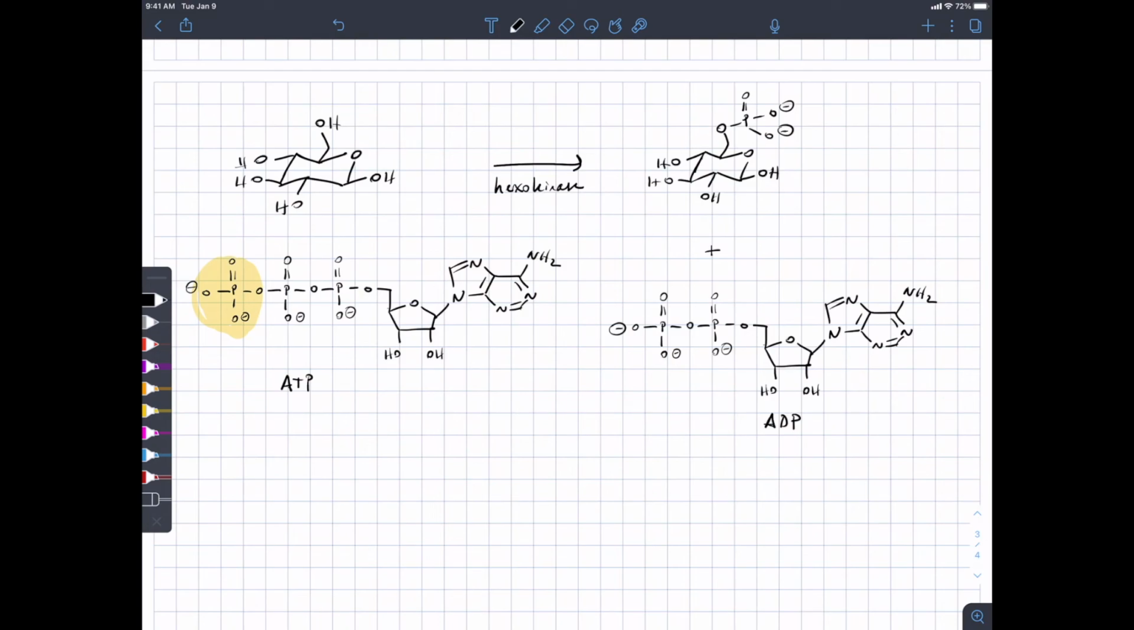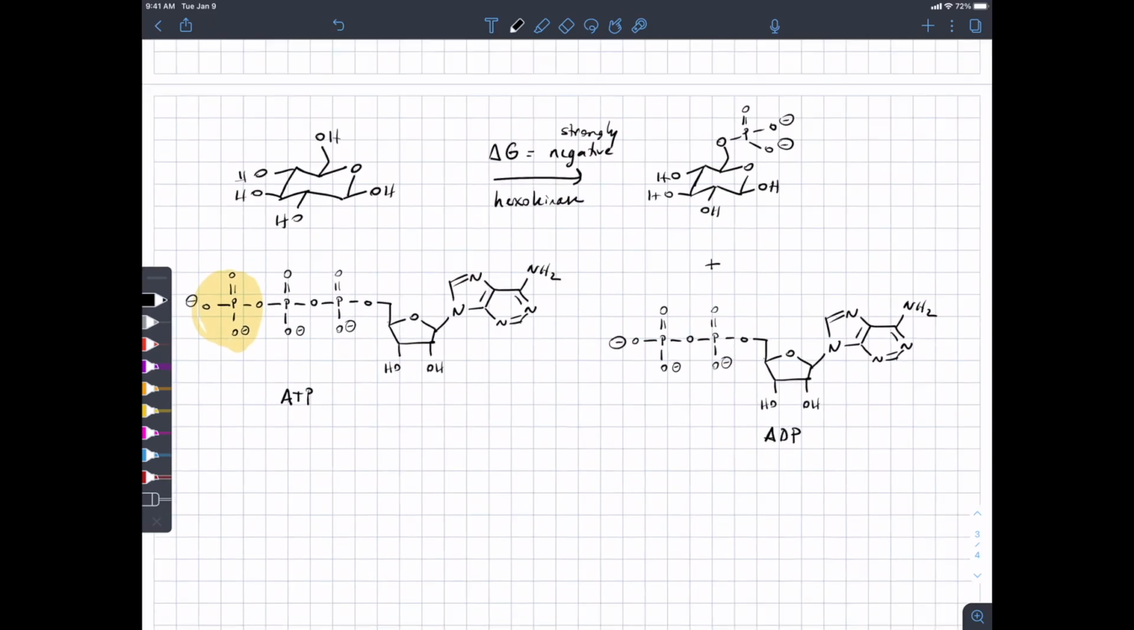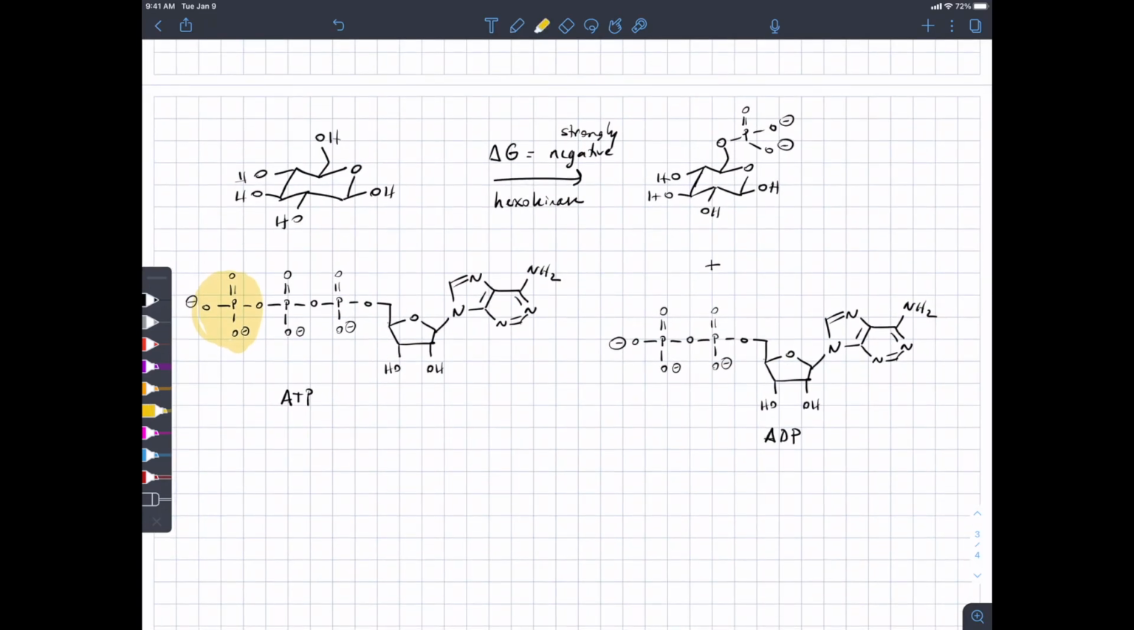And this is strongly downhill in energy. I forget by how much. So I'm making up a number, which I shouldn't do, but all right, I will hedge. It's strongly negative, meaning this is way downhill. Okay? Now, some people are tempted to say, oh, the reason it's way downhill is because we broke a bond in ATP. And that's categorically false. Breaking bonds always takes energy.